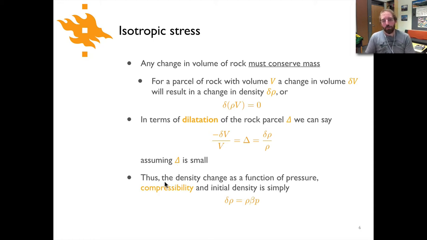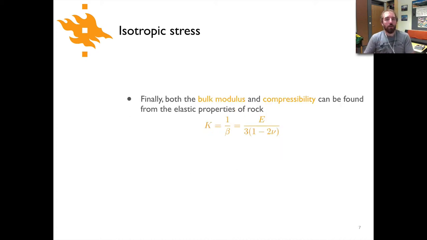Now, taking that, we can say that the density change is simply a function of pressure, compressibility, and the initial density. In other words, delta rho is simply the initial density, rho, times beta, which is the compressibility, times P, which is the pressure. And that you can get from the equation above. So finally, in terms of the bulk modulus and compressibility, we can find those in terms of our elastic parameters, as remember, the bulk modulus is equal to 1 over the compressibility, which is equal to the Young's modulus divided by 3 times 1 minus 2 nu, which is again Poisson's ratio.